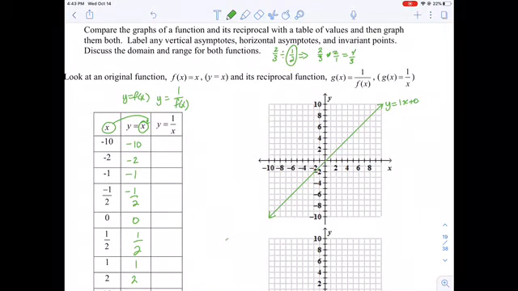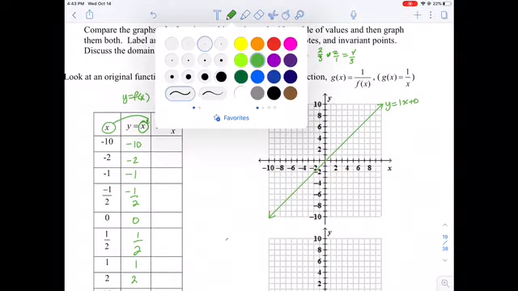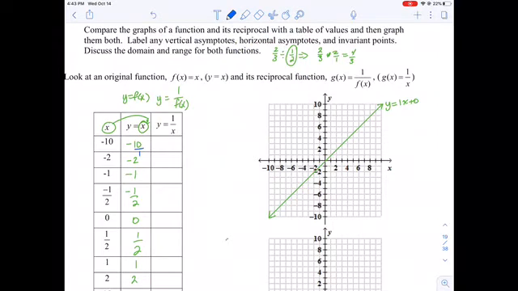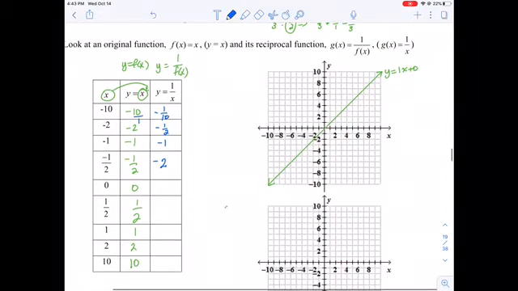Now if we look at the reciprocal function, y equals 1 over x, if I look at the reciprocal of -10, it is -1 over 10. And the reciprocal of -2 is -1/2. The reciprocal of -1 is -1. The reciprocal of -1/2 is -2.